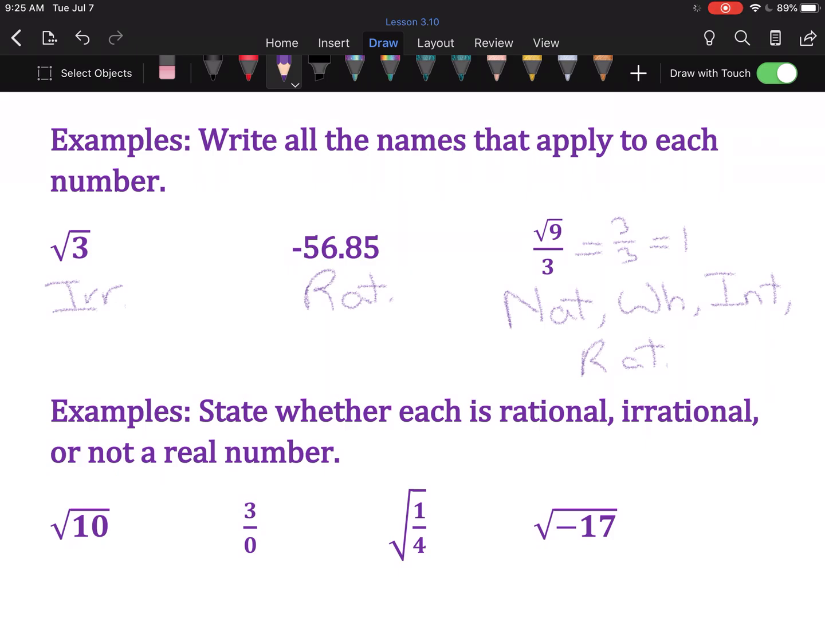You must list all the groups except for real. I don't need you to write real on this group. So your choices are irrational, rational, integer, whole, natural. Just make sure you're including everything above whichever group you choose.